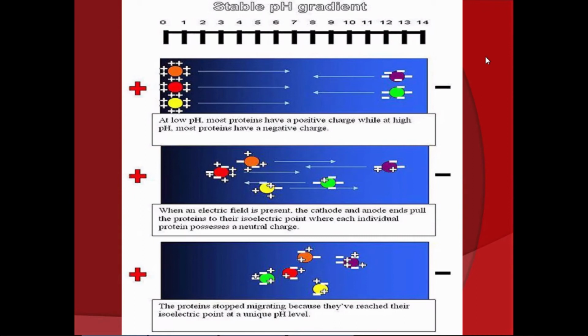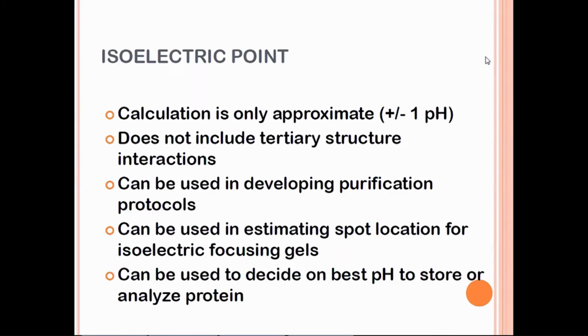But other proteins will keep traveling until they arrive at a certain pH, similar to their isoelectric point, and they will stop. You can calculate it as well. There are plenty of software that can calculate the isoelectric point. Once you know the sequence of your protein, then you can calculate the isoelectric point.